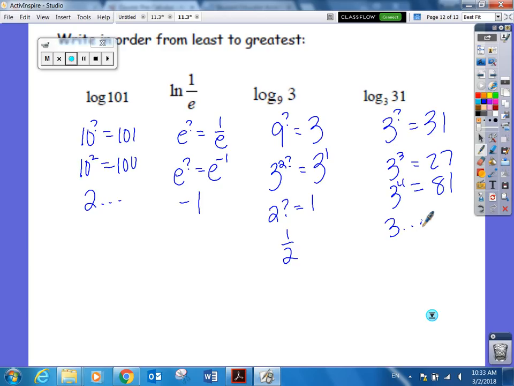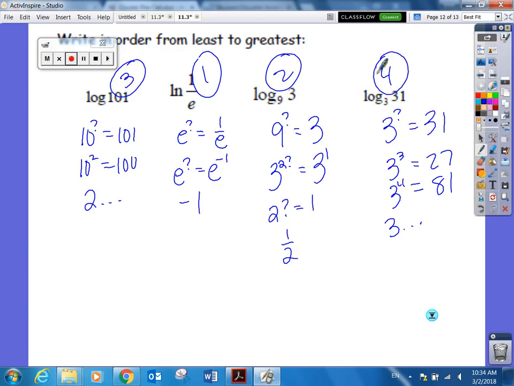So now we can arrange them from least to greatest. So here's the first one. That's the least. Then we have 1/2. There's the second one. Then we have 2. That's third in line. And then the greatest would be 4.